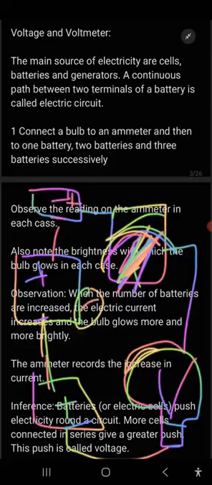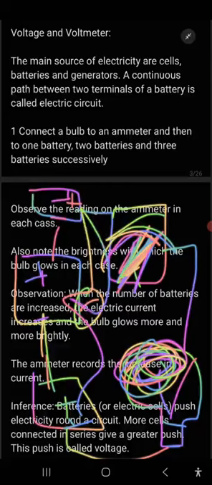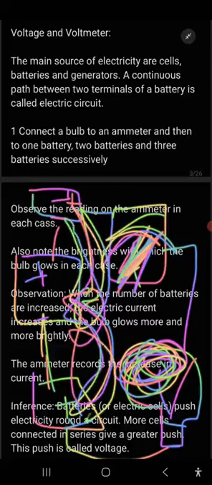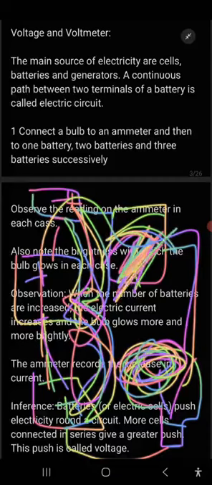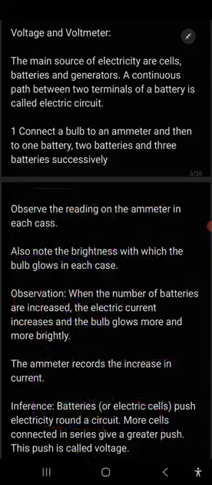So this will glow the brightest, right? Because there are more batteries here. The more the batteries, the more the voltage. So they'll pass like this, and the ammeter will go full. It will experience the most.